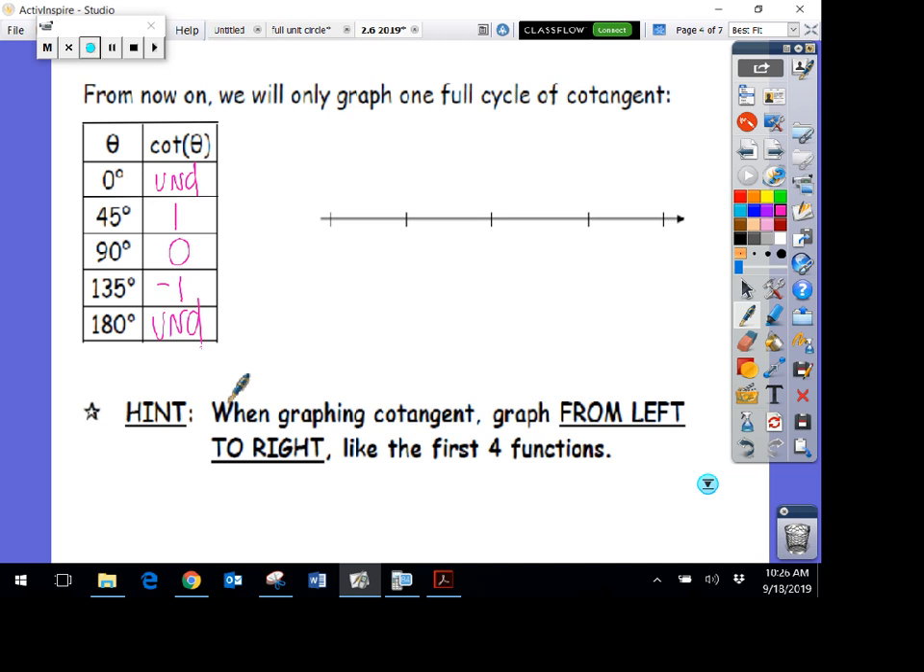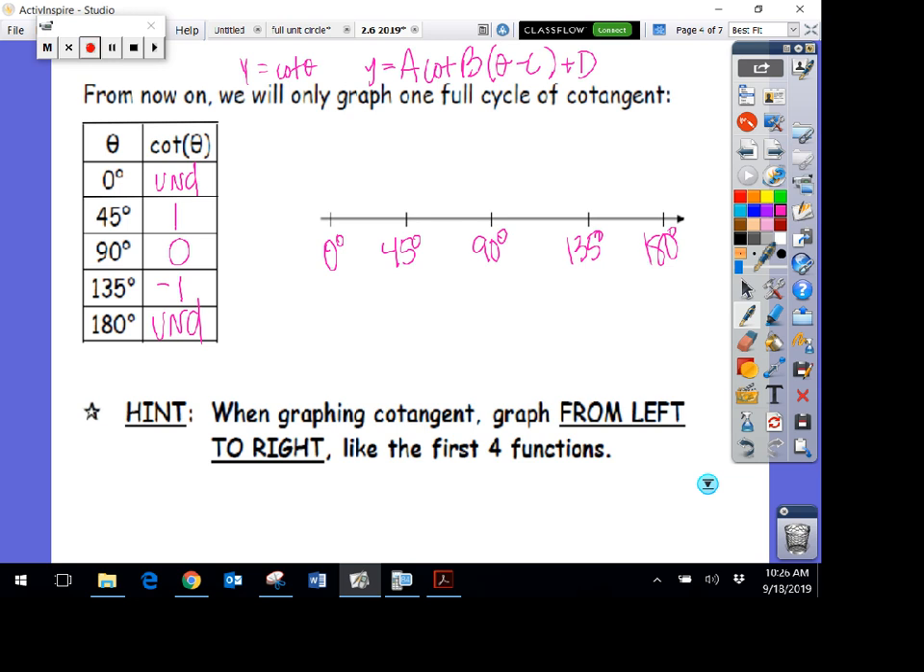So, cotangent, y equals cotangent theta. y equals A cotangent B, theta minus C, plus D. There's no C, there's no D. A is 1, B is 1. So it's just our regular parent function. 0 degrees, 45 degrees. And again, why are those the values versus 0 to 360?